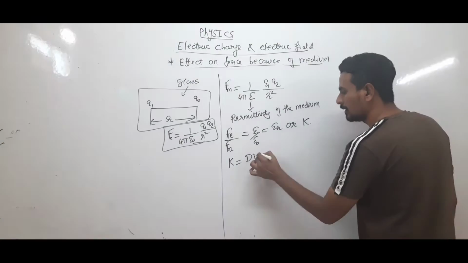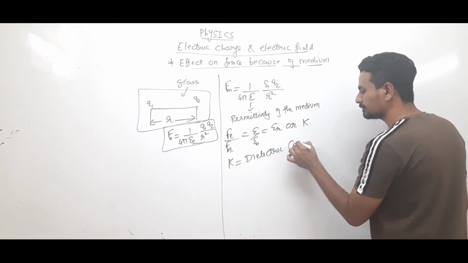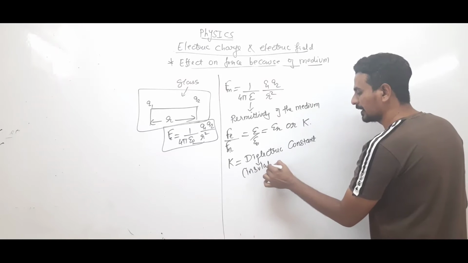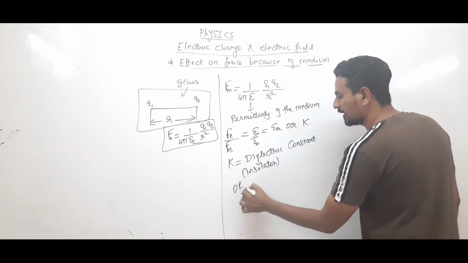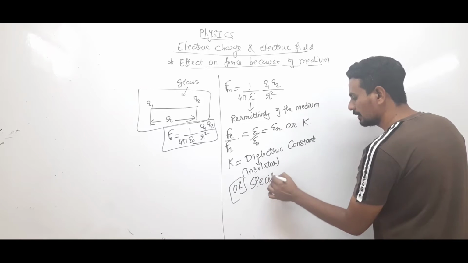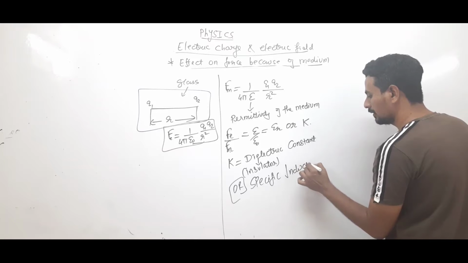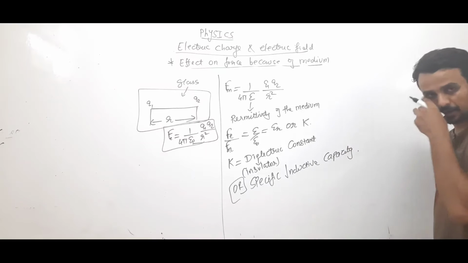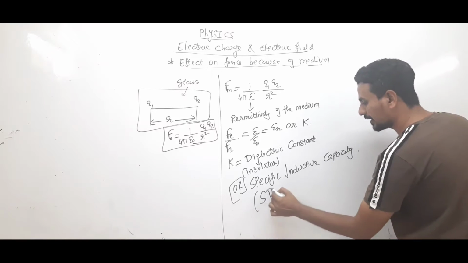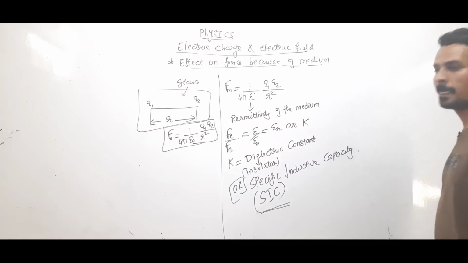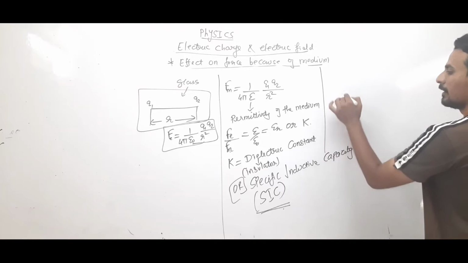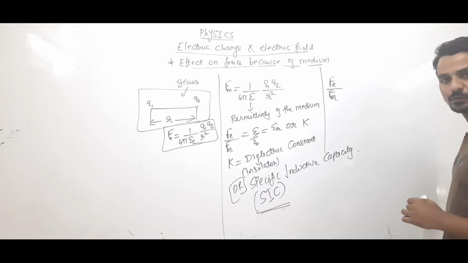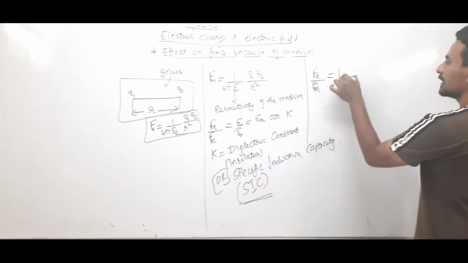K is known as dielectric constant. Dielectric means insulator. K is also known as specific inductive capacity. This is the other name of dielectric constant, SIC, specific inductive capacity. Clear? Right? So finally, the force between two charges placed in vacuum or air upon the force between two charges placed in a medium is equal to K.